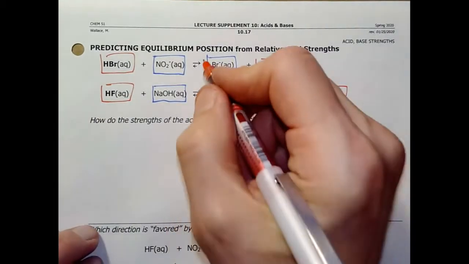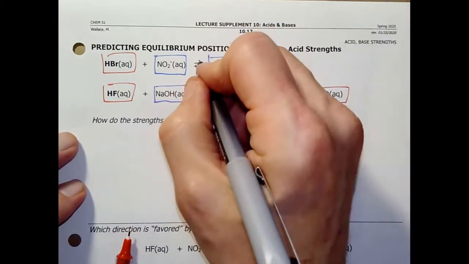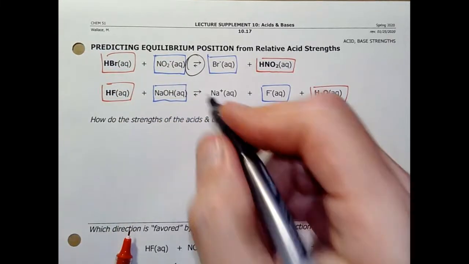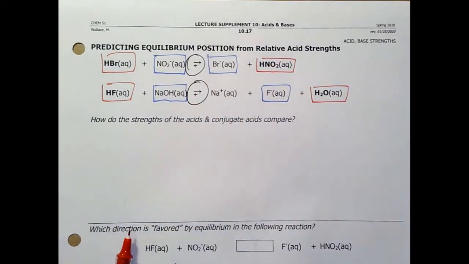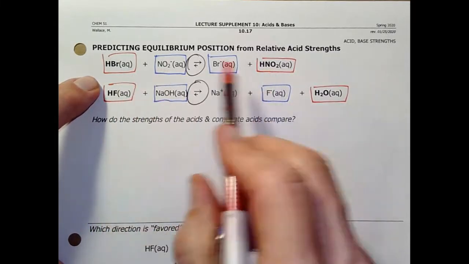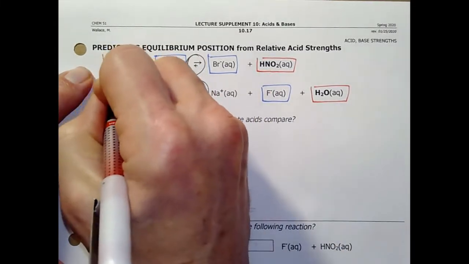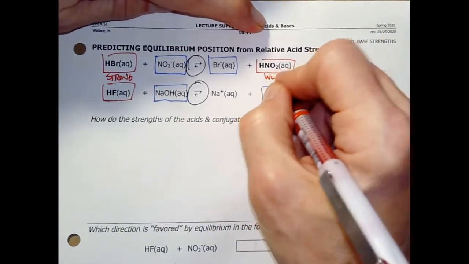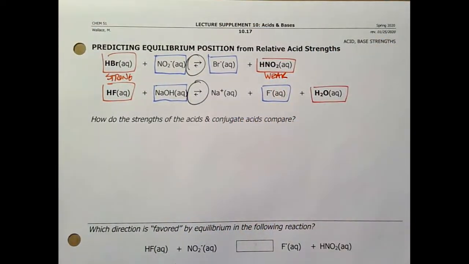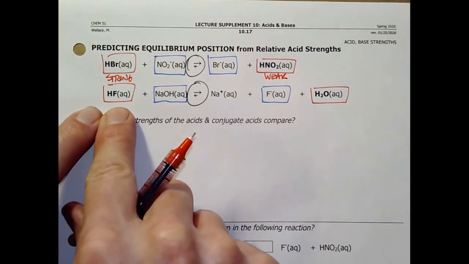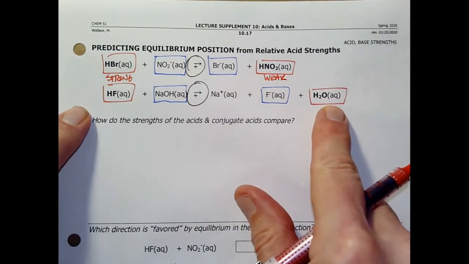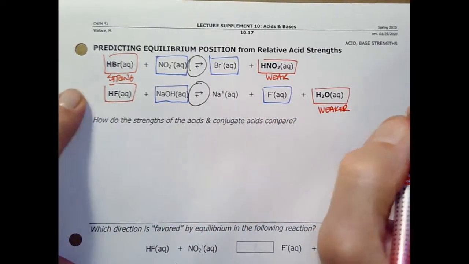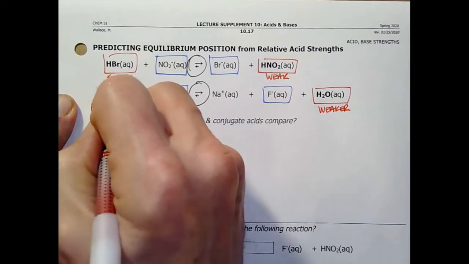Now, notice what's going on with the equilibrium. It's saying, well, there's an equilibrium, but it sort of favors that direction. Another equilibrium favors that direction. Well, let's compare, say, the acid strength. This is a strong acid, HBr. HNO2 is a weak acid. This is a weak acid, and water is a weak acid. But this is the weaker weak acid, and this one is less weak.